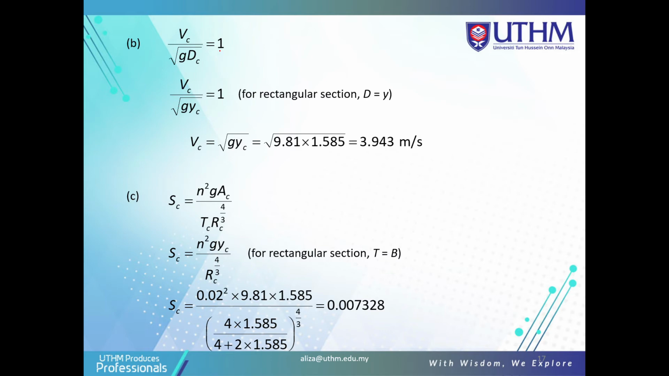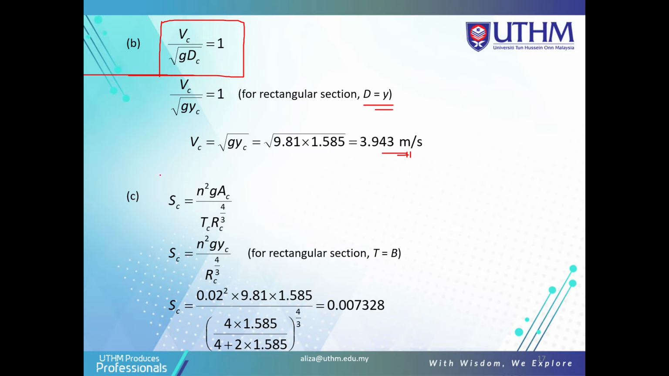This is the Froude number. Use this formula for the Froude number here. For a rectangular section, we know that D is equal to Y. So you put the YC here, the value that you get from the previous calculation. You get the critical velocity of 3.943 meter per second.